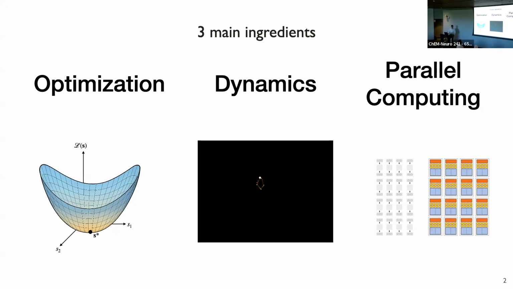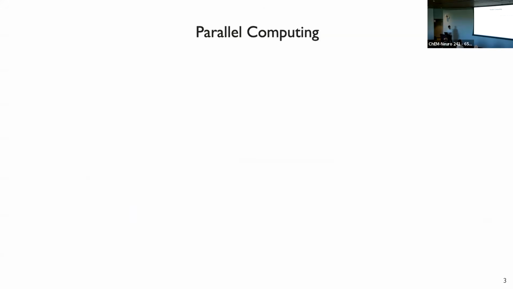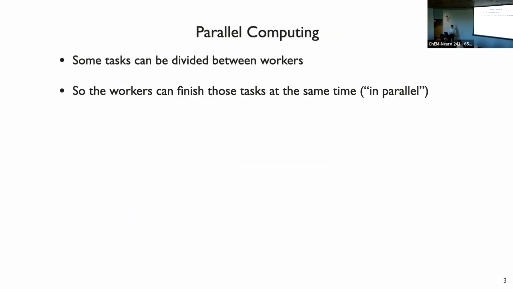We'll necessarily need to provide some background on all of these. Let's start with background on parallel computing. So what is parallel computing? The basic idea is that some tasks can be divided between workers, so those workers can finish those tasks at the same time, to do it in parallel.